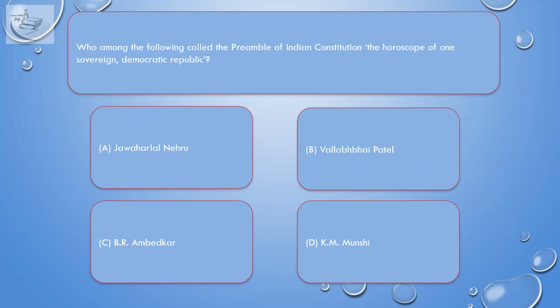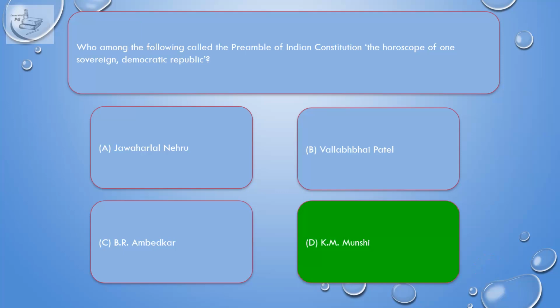Correct answer is C. The preamble. Question: who among the following called the preamble of Indian Constitution the horoscope of one sovereign democratic republic? A. Jawaharlal Nehru. B. Vallabhbhai Patel. C. B.R. Ambedkar. D. K.M. Munshi.